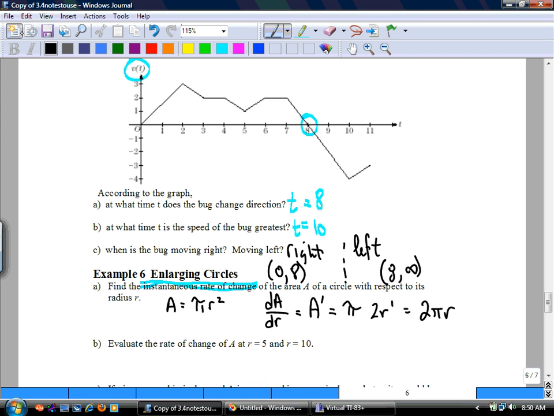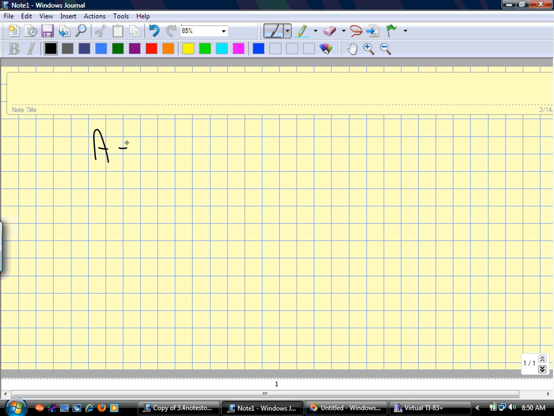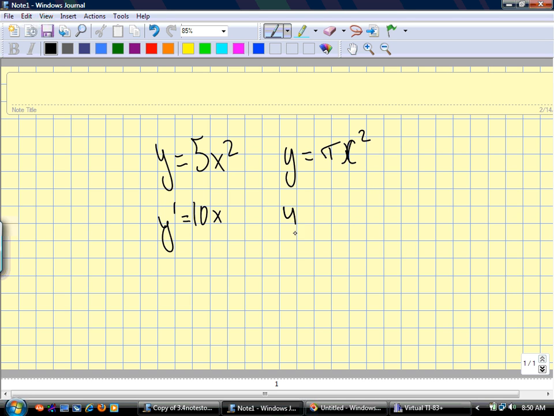Beep, beep, beep, we're backing up. y equals 5x squared. What's the derivative, please? y equals pi x squared. What's the derivative? 2 pi r.